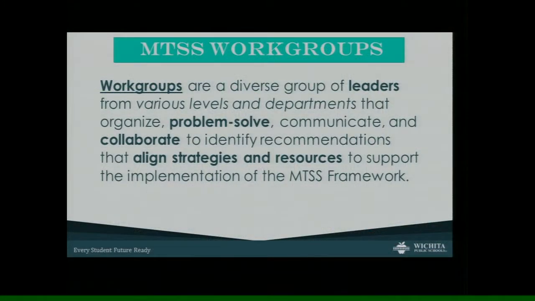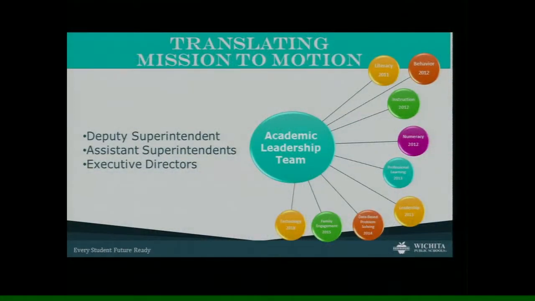Okay. Thank you. So we wanted to start with just a reminder about the Wichita work groups, our MTSS work groups. They are a diverse group of leaders from various levels and departments that organize, problem solve, communicate, and collaborate to identify recommendations that align strategies and resources to support the implementation of the MTSS framework. And this is an example, you'll see on this slide, of our different work groups.